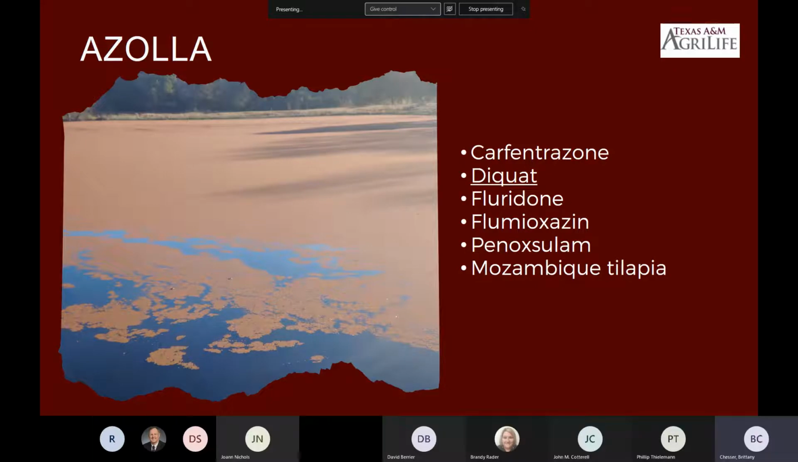Now, I will say that azolla, when it has gotten into its dormant phase and turned this reddish brown color, it is very hard to treat or get rid of. And so Diquat is not going to be effective when this plant is dormant. Diquat requires that the plant be actively growing. Flumioxazin will have some effectiveness on this, but for the most part, you are going to have to hit it when it's that nice green growth, it's growing actively, and it's not in its dormant phase. So keep that in mind.